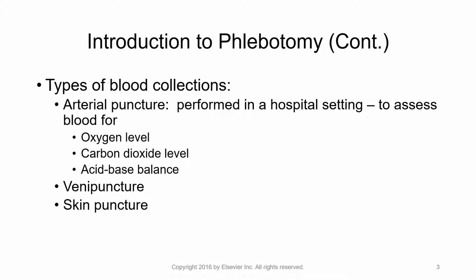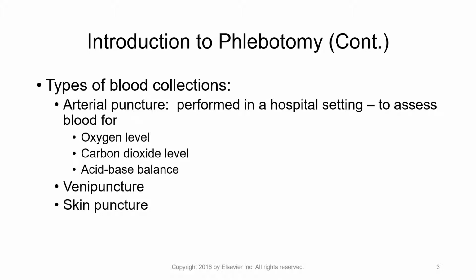Blood is in the blood vessels, so we have to get the blood from a blood vessel. We have vessels leading away from the heart, back to the heart, or vessels that are sort of in between. So a phlebotomist would be able to perform an arterial puncture. Those are usually only done in a hospital setting.